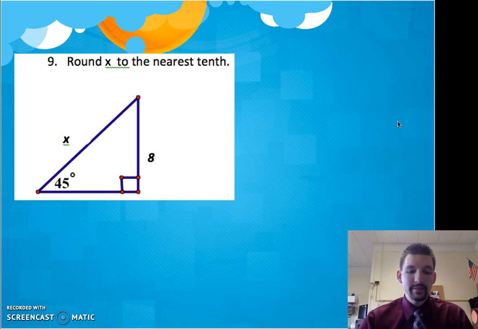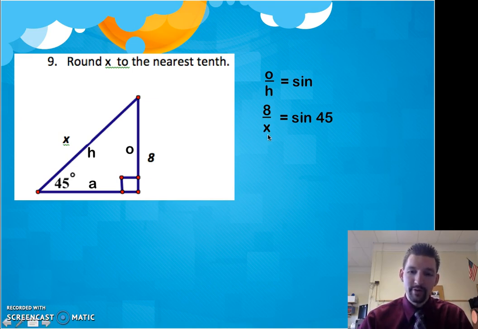Okay, so number 9 is similar to number 7. The only difference is when you set up your trig ratio, your x is going to be on the bottom, which changes things just a little bit. So again, I want to look and see which sides I'm dealing with, and in this case, it's going to be hypotenuse and opposite, meaning that the trig function we're using is going to be sine. So I'm going to plug in 8 for my opposite, x for my hypotenuse, and I'm going to have sine of 45 here. Now, when I cross multiply, I'm going to do x times sine of 45 equals 8.